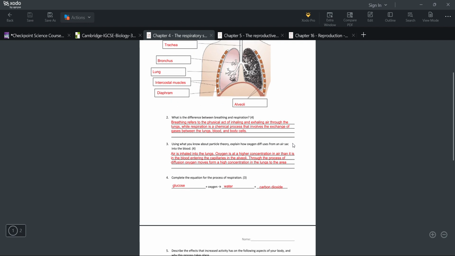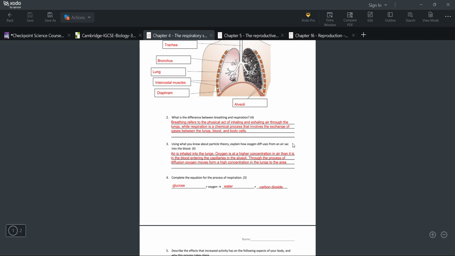Using what you know about particle theory, explain how oxygen diffuses from an air sac into the blood. So diffusion is basically the process. It's a physical process where particles move from an area of high concentration to an area of low concentration in an effort to balance out where everything is, so that everywhere has the exact same amount.